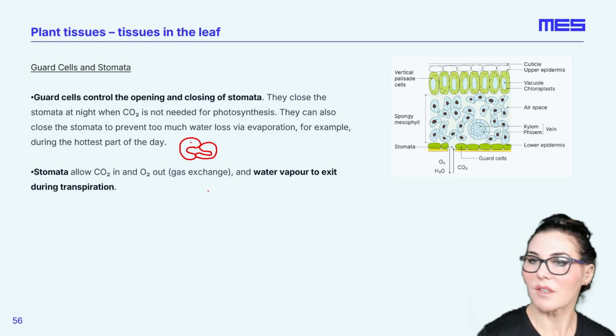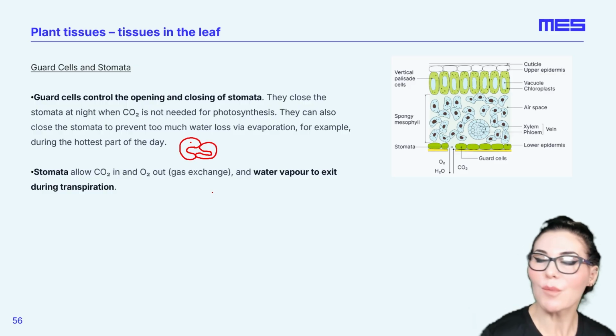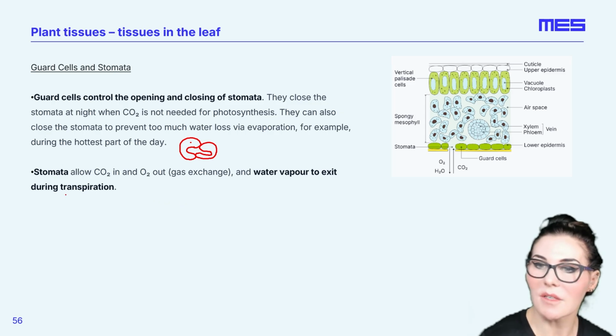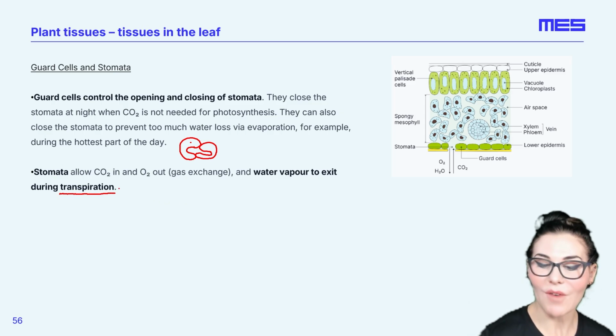So just to reiterate, the stomata are the point of gas exchange, carbon dioxide in and oxygen out, but water vapour can also leave the leaf when the stomata are open. And when water vapour is lost from the leaf surface, we call this process transpiration. So it's the evaporation of water from the leaf surface.